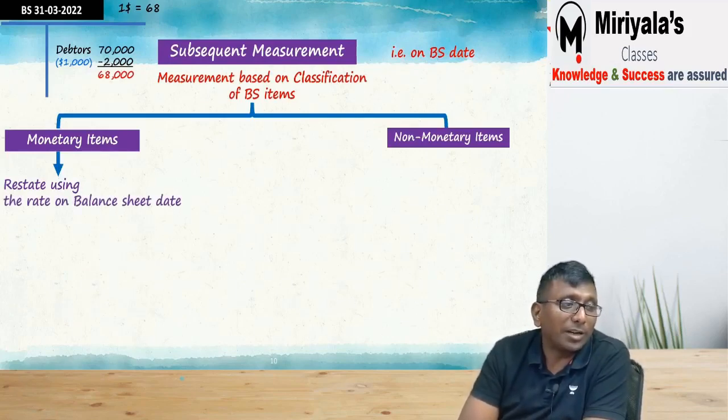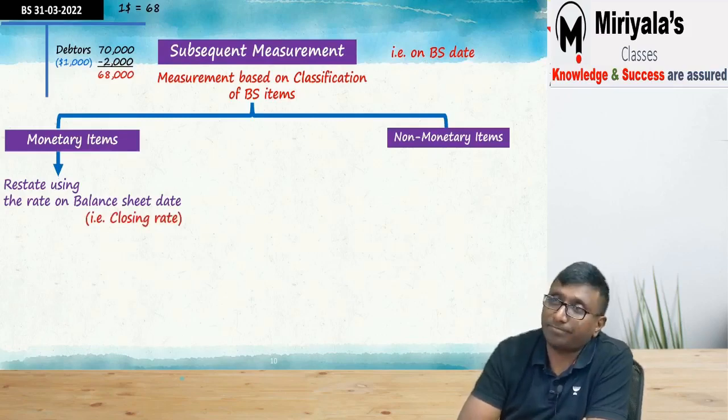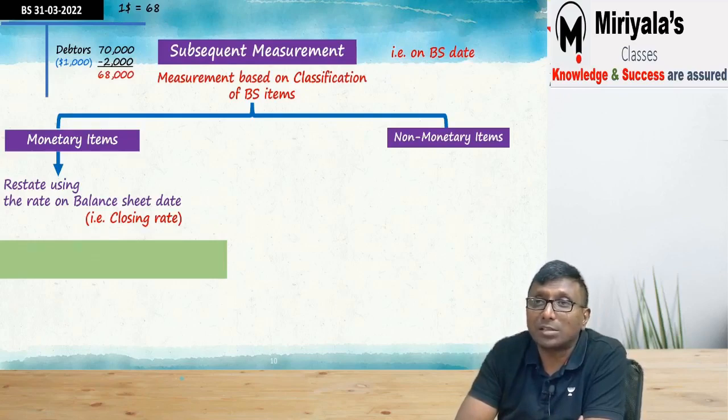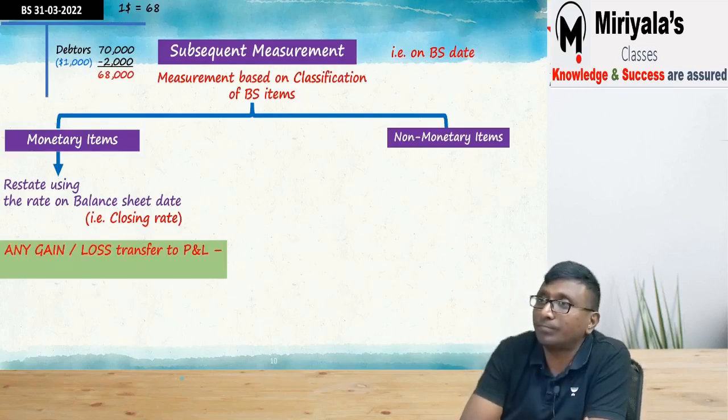What are we trying to tell, my dear? Restate using the rate on the balance sheet date. That is called the closing rate. In this restatement, you obviously will get some gain or loss. That gain or loss also should go to the P&L statement and no other account.